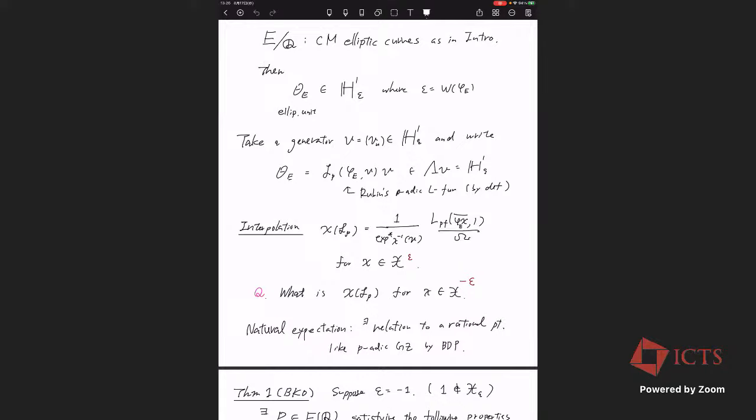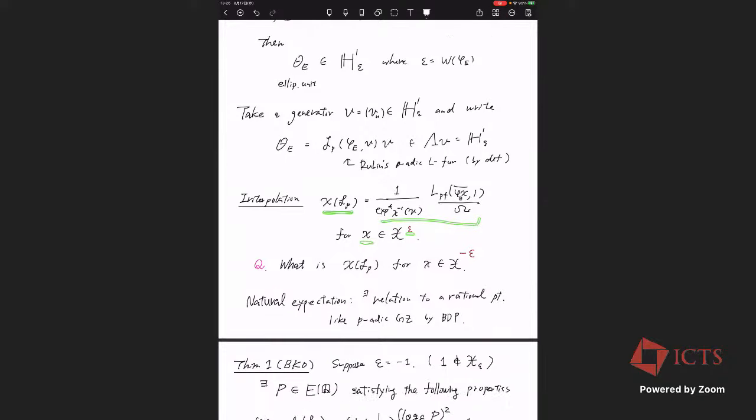Then it has the following interpolation property. For chi with parity epsilon, L_p(chi) is related to a complex L value. The fundamental question, the BDP type question, is what is the value of L_p at chi with parity minus epsilon, so it is outside, where chi belongs to the range of interpolation.